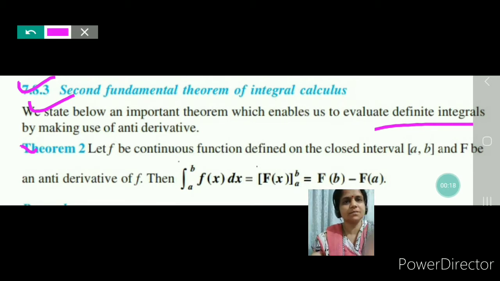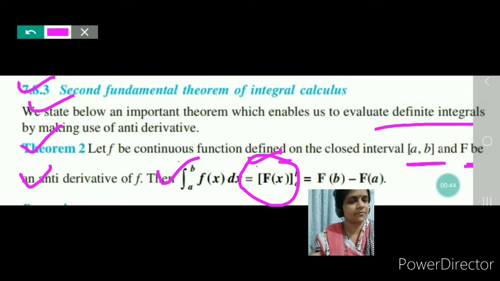The theorem is: let f be a continuous function defined on the closed interval a to b, and let capital F be an antiderivative of f. Then the integral from a to b of f(x) dx is equal to F(x) from a to b. Now capital F(x) is the integral of f(x), and it is equal to F(b) minus F(a). F(b) means write b in place of x in F(x), then put a minus sign and write a in place of x in F(x).